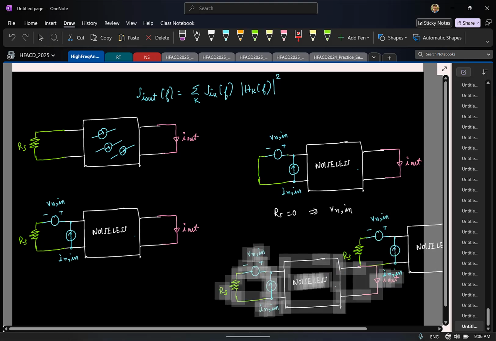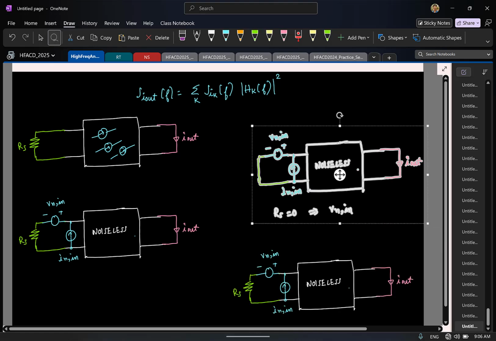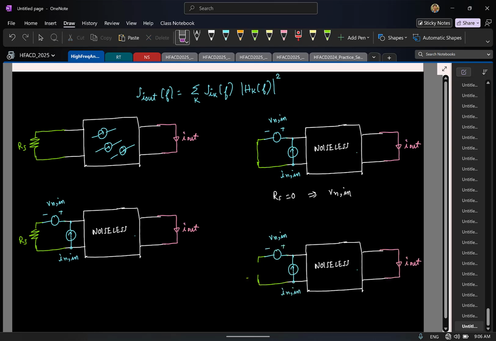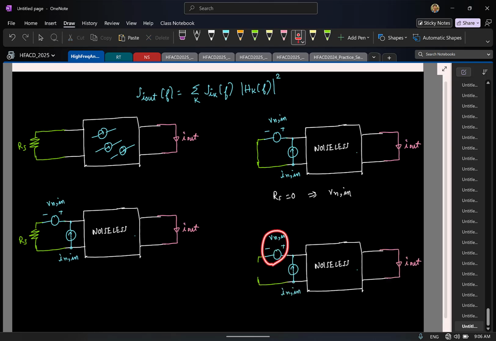Similarly, if I take another extreme case wherein I take RS to be infinity, which means this is open. Now which of the two will contribute to noise? Current, because the voltage source is open. This is open circuited now.